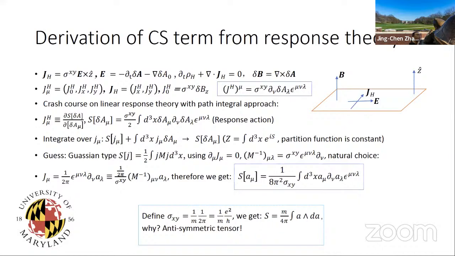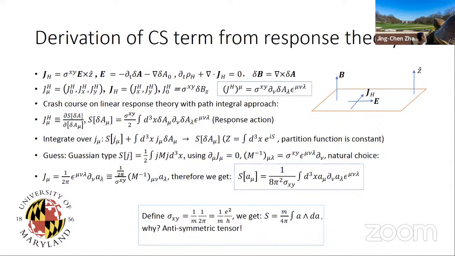1 over m is the filling factor of the quantum Hall system, and then we can represent the Chern-Simons term as m over 4 pi, the integral of A wedge dA. Here wedge means the exterior product, which you can think of as A cross dA. It's just a way to write this more compactly, meaning that the integral has some anti-symmetric structure that behaves more like a cross product.